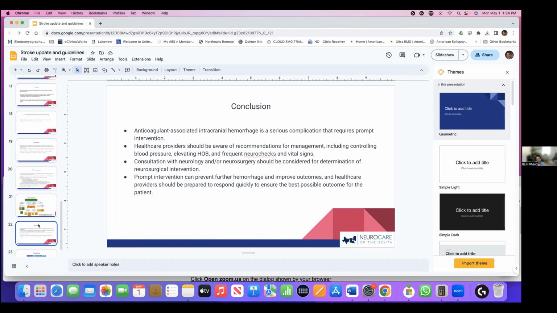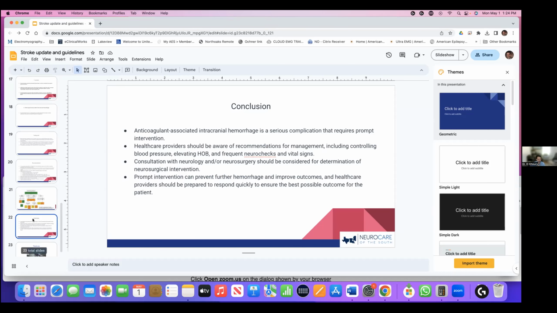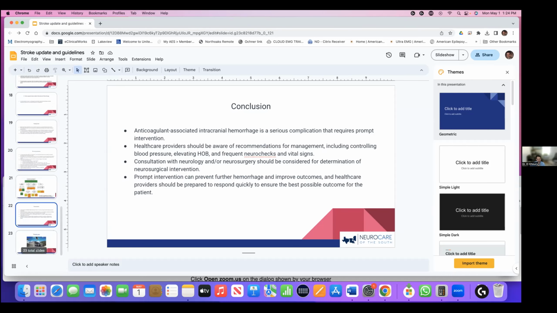It's important to recognize and important to treat as fast as possible. And if we don't have some of this treatment available in the hospital, obviously transfer is an acute recommendation. Any questions on these four subjects?